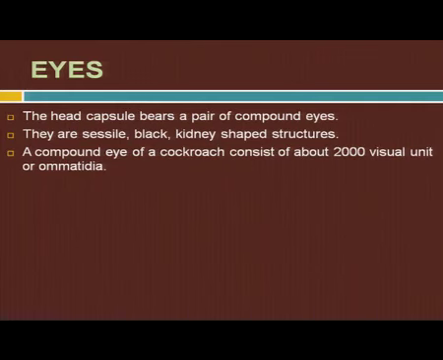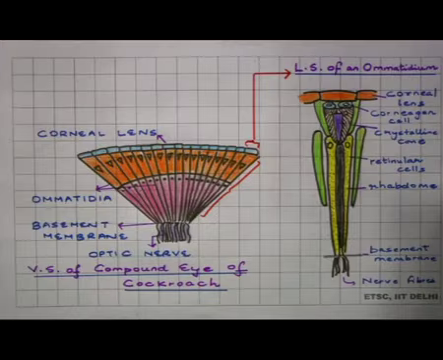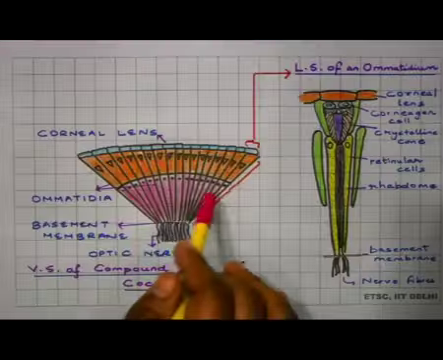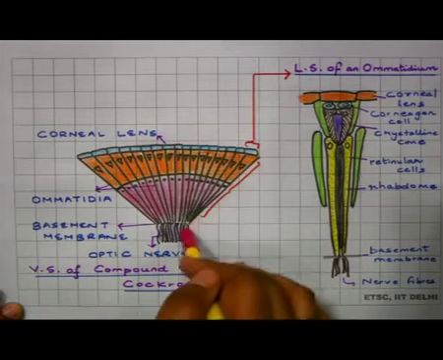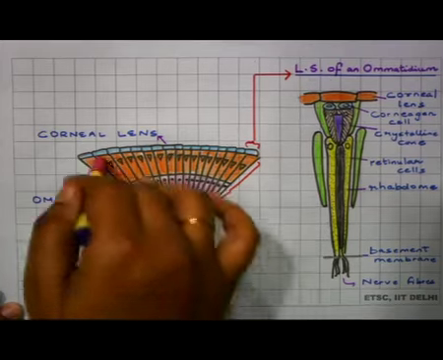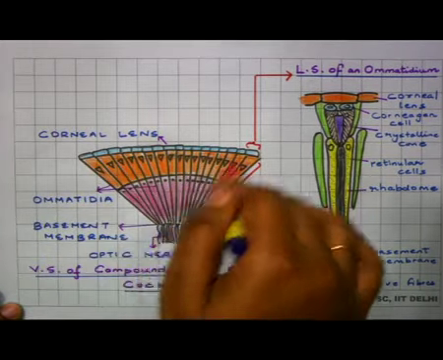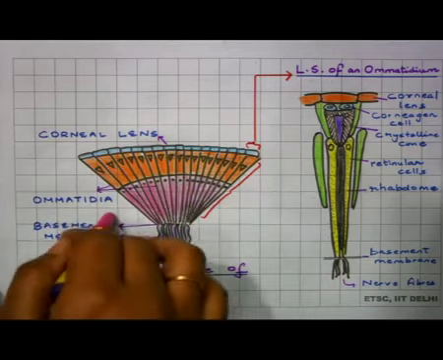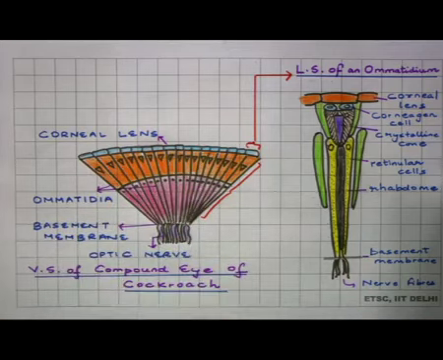So, here you can see the vertical section of a compound eye. Actually, the compound eye comprises many smaller units. They have been congregated together to form a compound eye, and one compound eye comprises such 2000 units. So, this entire unit we can say is an ommatidium. One compound eye comprises about 2000 such ommatidia. It is the basic unit of the compound eye.